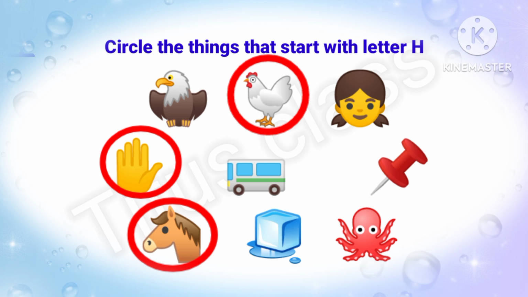So, what we learned today? 3 things that start with letter H are hen, hand and horse.